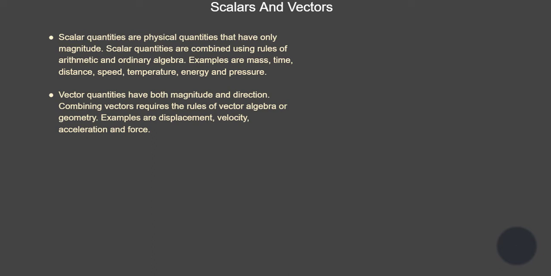In this physics video, we are going to talk about scalars and vector quantities. So let's get started. I'm going to start off by explaining what scalar quantities are, then I'll talk about what vector quantities are, then we'll move on from there. So what are scalar quantities?